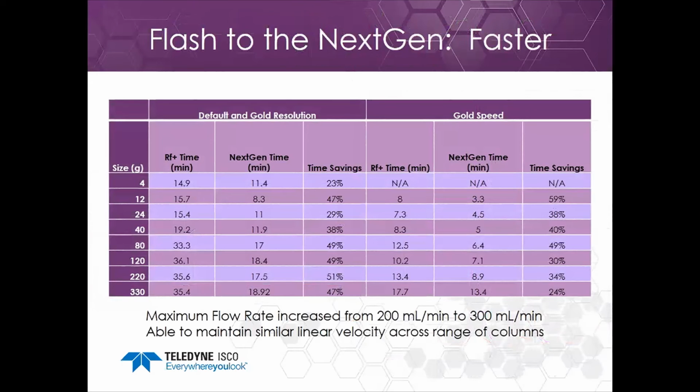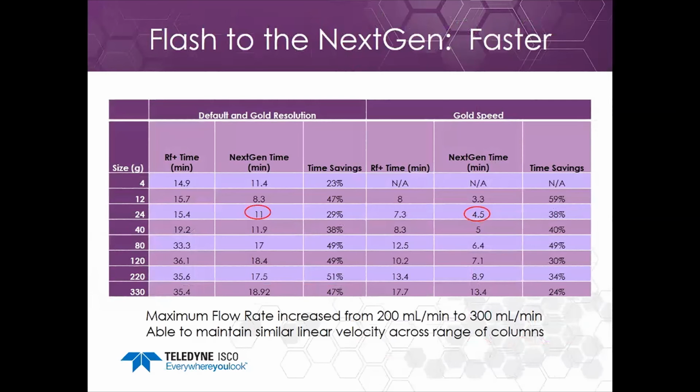To summarize our savings here, that was on a 40-gram column, 400 milligrams of compound. And underneath where I've circled, you can see that the speed method there, we're able to do that in 5 minutes using the 300 Plus, and that's 40% time savings based on our previous generation of product.